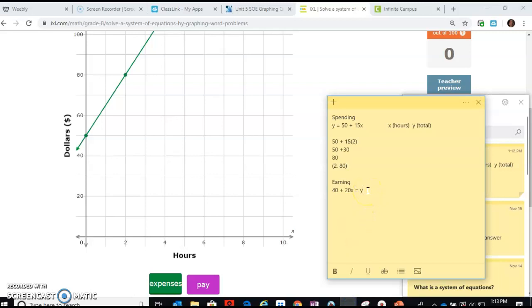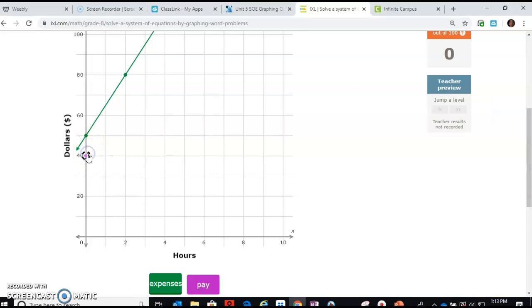All right. So my Y-intercept is 40. And this one, it helps out a little bit. It's $20 per hour. So again, 40, and it's $20 per hour. So there's 10, 20 per hour, and I can graph it that way.